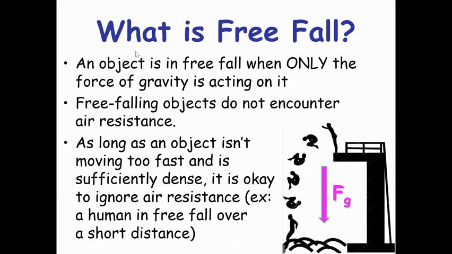An object is in free fall when only the force of gravity is acting on it. Freely falling objects, by definition, have only gravity pulling on them. There are no other forces causing the object to change its motion. There is no air resistance, there is no applied force, there is no friction. The only force acting on an object in free fall is gravity.